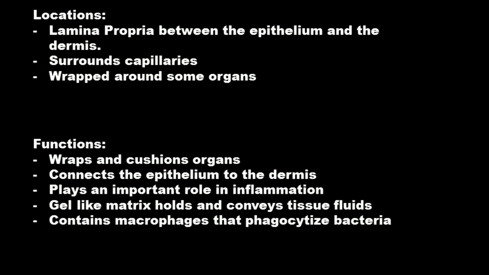Areolar tissue is a loose connective tissue that's strong enough to bind different tissue types together while staying soft enough to provide flexibility and cushioning. We can find this tissue in the lamina propria, which is a layer of tissue between the epithelium and the dermis. It also surrounds capillaries and it wraps around some of the organs.